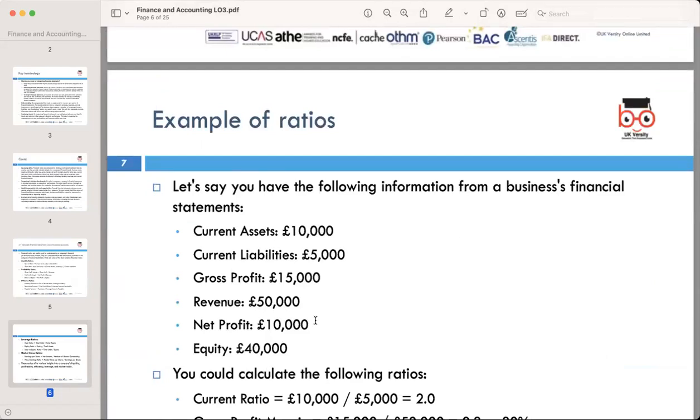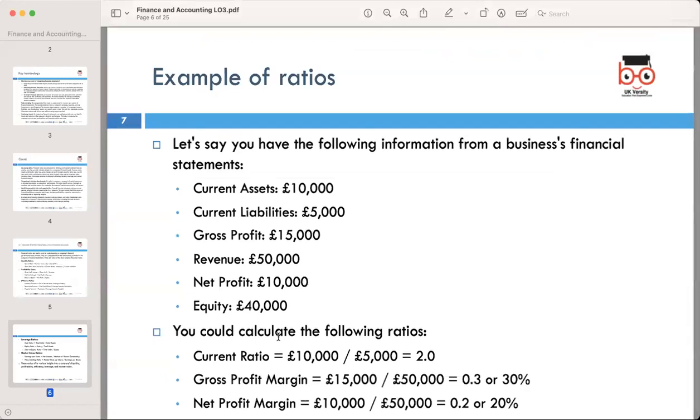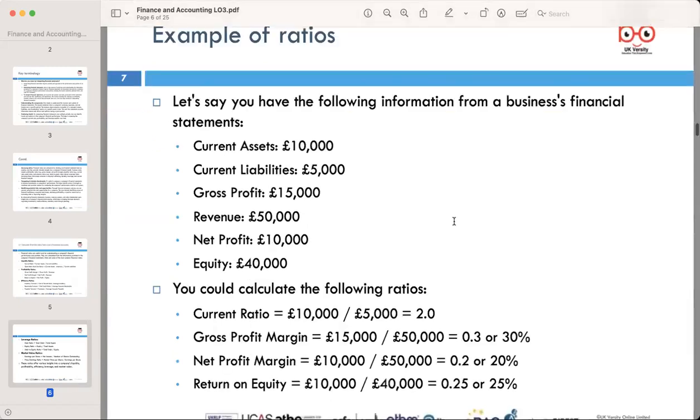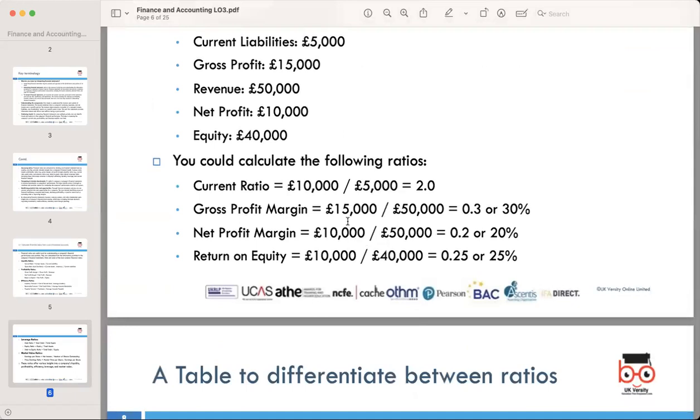Here are some examples of ratios. Let's say you have the following information from a business's financial statements: current assets 10,000, current liabilities 5K, gross profit 15K, revenue 50,000 pounds, net profit 10,000 pounds, equity 40. So you could calculate the following ratios.